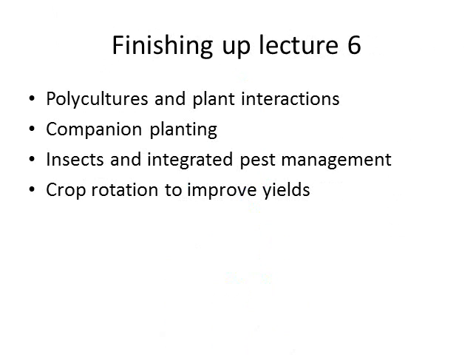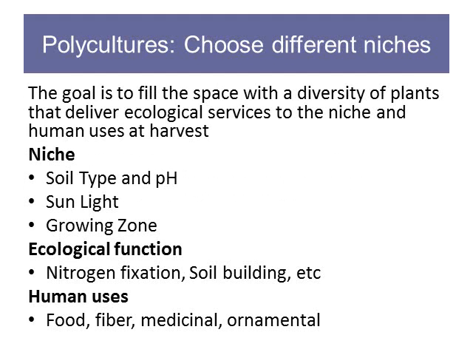All right, so first we're going to finish up lecture 6. We talked about polycultures, companion planting, etc. We're just going to run through that, and then jump into the genetics. We talked about niches in the last lecture, and the goal for polycultures is, let's say you want to grow multiple species. We talked about the importance of growing multiple species in an agroecosystem to make sure that it's a resilient ecosystem.